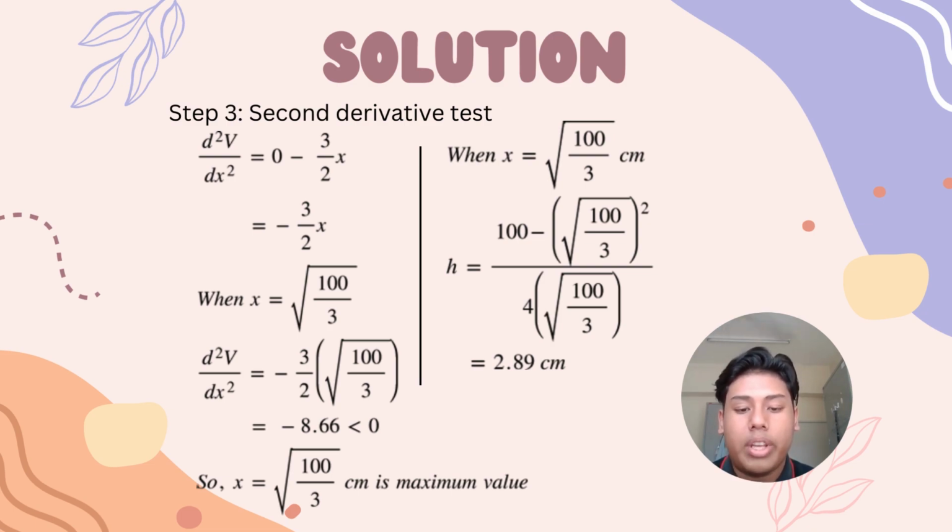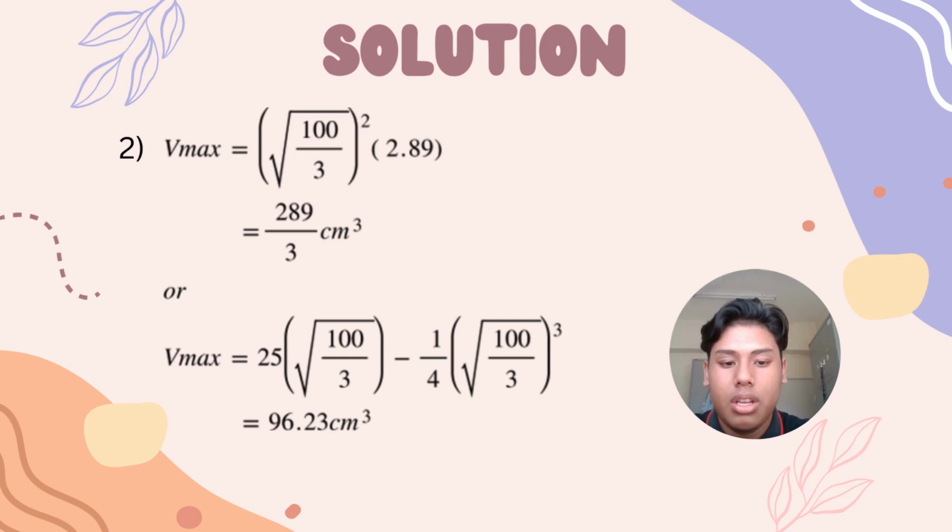After that, we can put the value of x, that is square root of 100 over 3, inside the equation of h and we can get the answer. So now we can do task 2 from question 1. In this task, we need to determine the maximum volume of the box. So how can we determine the maximum volume?